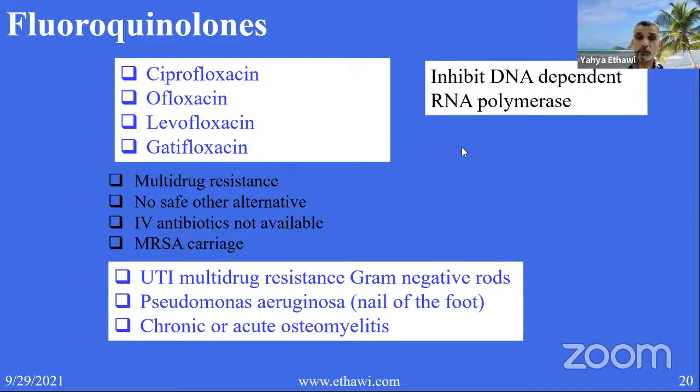Now we go to the fluoroquinolones. Examples are ciprofloxacin, ofloxacin, levofloxacin, and gatifloxacin. It inhibits DNA gyrase, and it's used only when there is multi-drug resistant bacteria. It's only used when the other drugs are not safe, and only when other IV antibiotics are not available. It's used also for MRSA carriage.